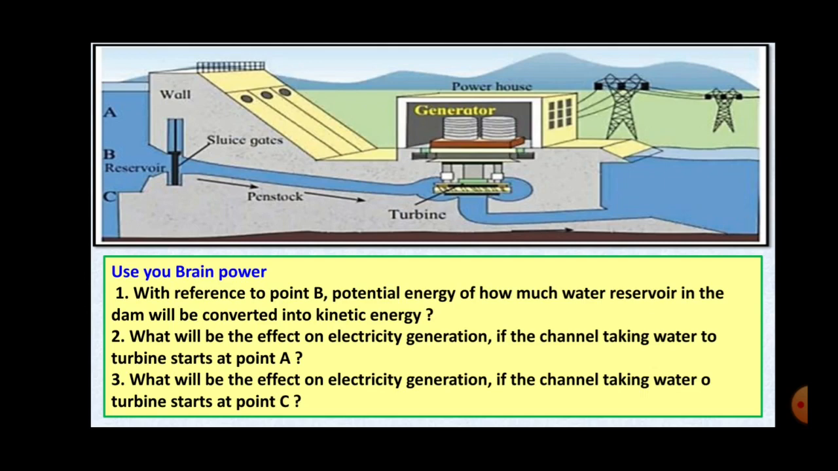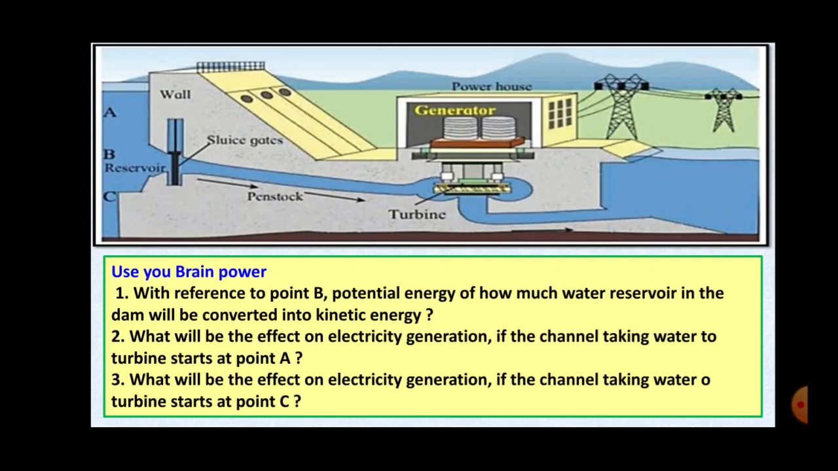Now, when the gate at point B is opened, the water from the reservoir will start flowing, and the potential energy of this stored water will convert into the kinetic energy of the quantity of water that is let out through the gates. Whatever amount of water is allowed to go through the gate, only the kinetic energy of that water is used to turn the turbine.